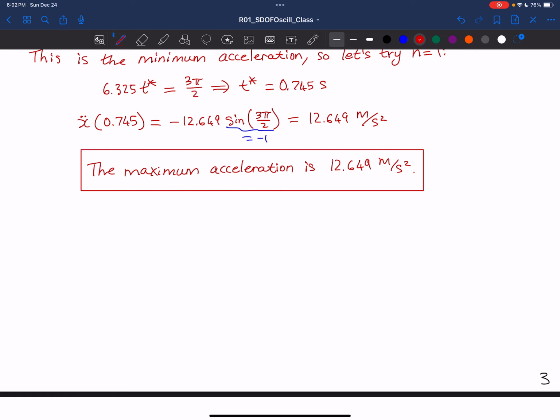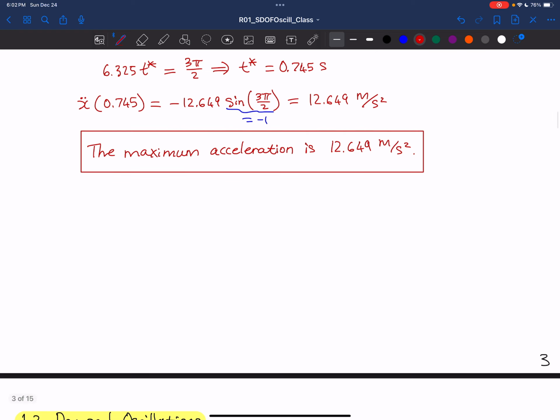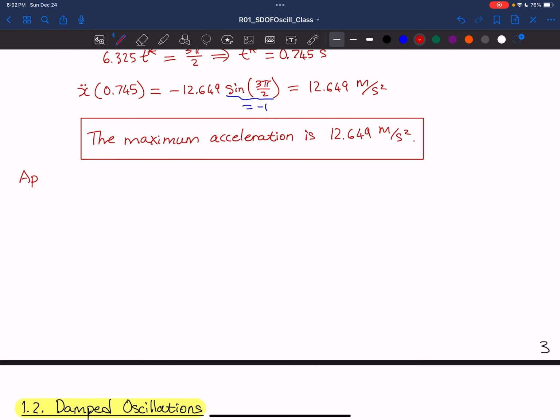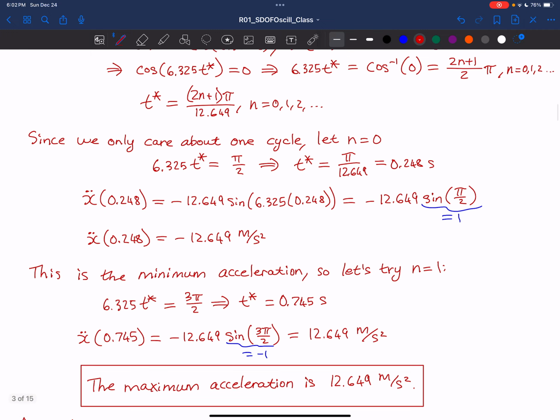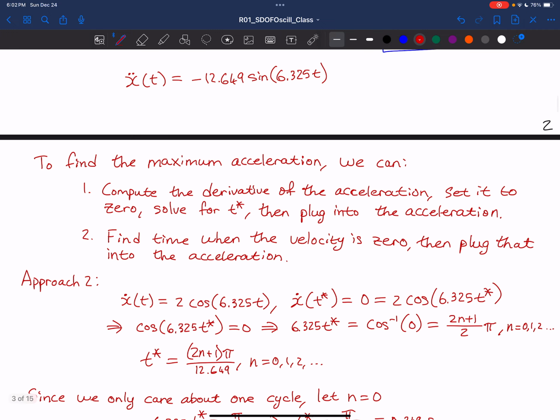All right, so that was approach 2. Let's now apply approach 1, and you'll see how this ends up being the same. Just as a reminder, approach 1 is where we compute the derivative of the acceleration, set that equal to 0, solve for t star, and then plug that into the acceleration.